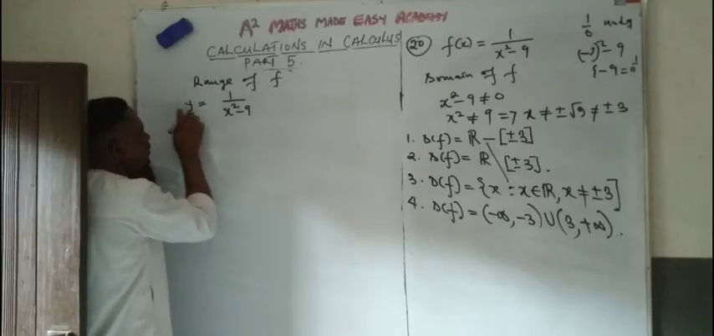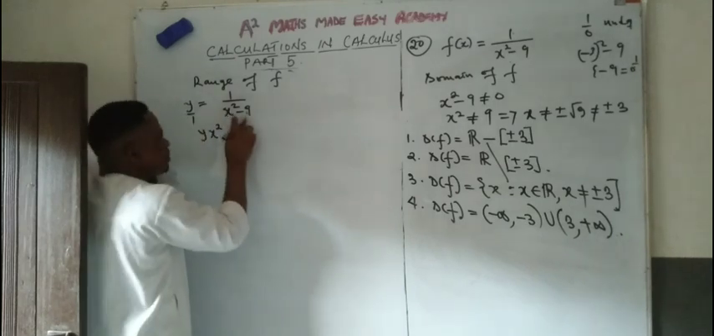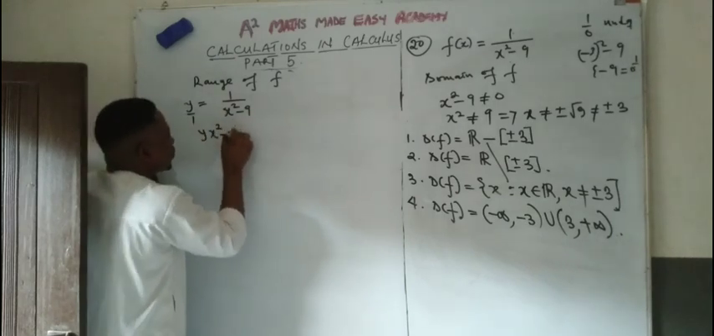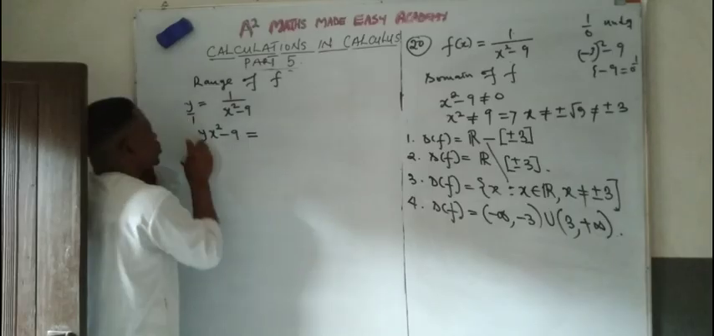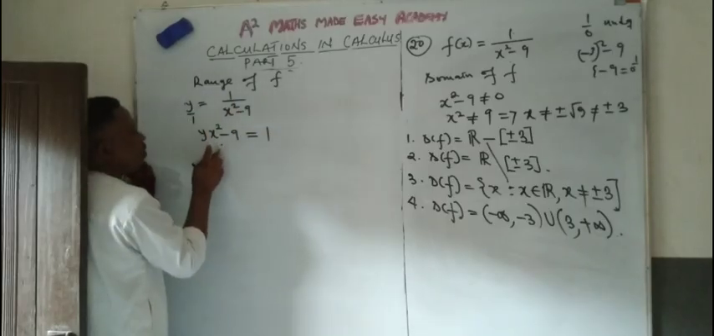Now y times x squared will give us yx squared. Then y times minus 9 will give us minus 9. Everything is now equal to 1 times 1, which will give us what? 1. What is my target? Look up now. Are you with me now?